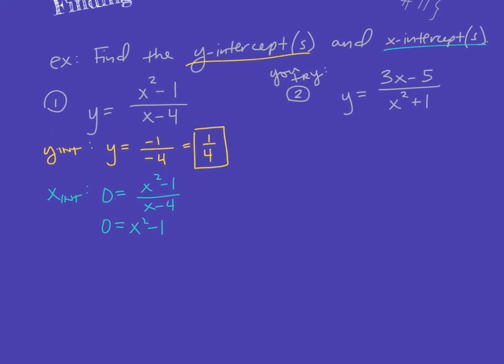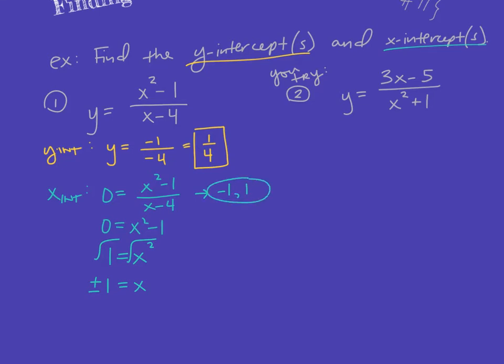And then we'll solve. So we'll have 1 equals x squared. Take the square root of both sides. Plus or minus 1 is x. So our x-intercepts are -1 and 1.